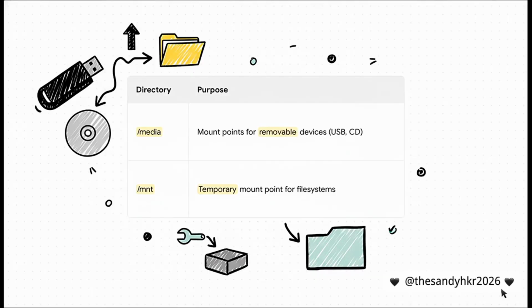So what happens when you plug in a USB drive? Well, this finally clears up the difference between /media and /mnt. On modern systems, your USB drive will automatically show up inside the /media directory. But /mnt, on the other hand, is just a generic temporary spot for you to manually attach or mount a file system if you ever need to.